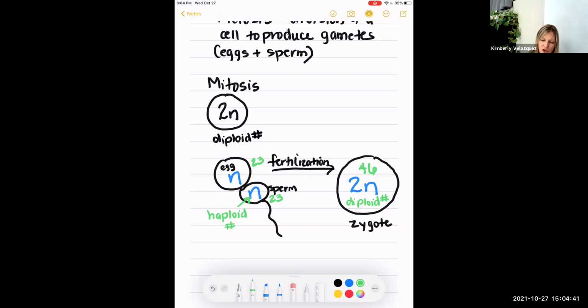In mitosis, you're starting with this cell or a cell that came from this cell. And those all have 46 if you're human. If you're another organism, it has the double number, the diploid number. Mitosis starts with a diploid cell that has the full number of chromosomes. One cell division produces two genetically identical 2N cells.